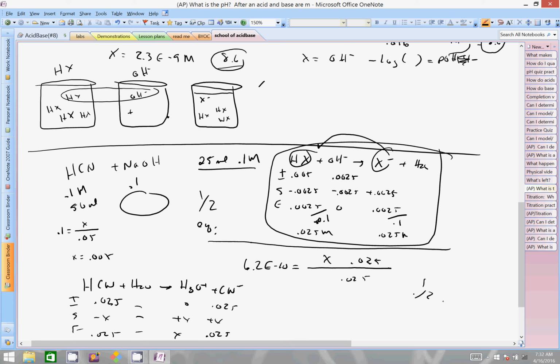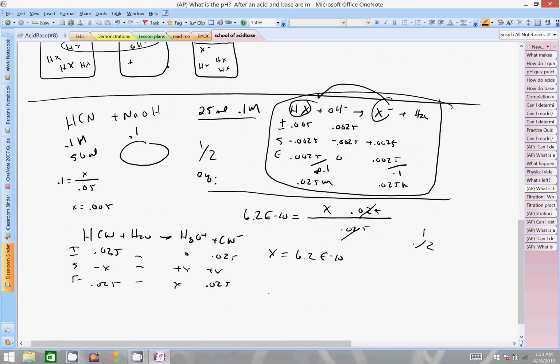So at the half equivalence point, you'll note that this always cancels, no matter what, every time. No matter what my starting concentration was, if I go halfway, it always cancels. In this case, the x value, or the concentration of H plus ions, equals 6.2 e to the negative 10th, which was my Ka value. Negative log of that value equals my pH. And at this point, the negative log of 6.2 e to the negative 10th equals 9.2.